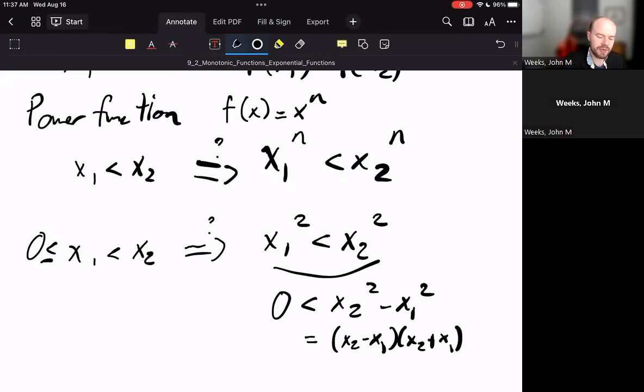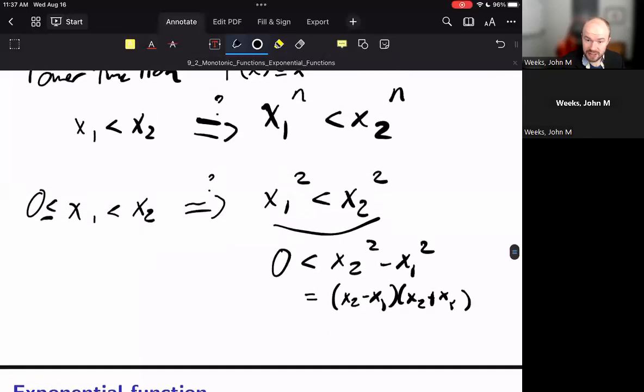Well, it's not too hard to show that indeed, if x1 is less than x2, then this is positive. And then if x1 and x2 are both greater than or equal to 0, then this is also positive. So that can be one way to go through and show that.